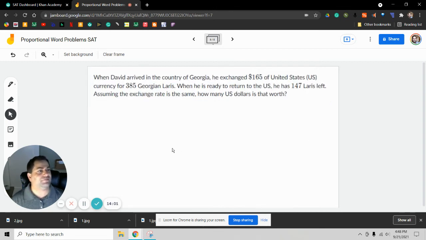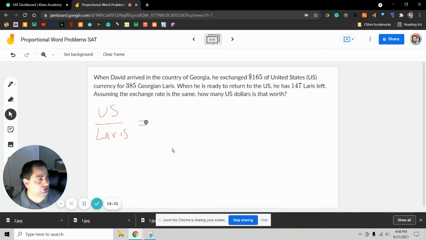When David arrived in the country of Georgia, he exchanged 165 US dollars currency for 385 Georgian laris. When he was ready to return to the US, he had 147 laris left. Assuming the exchange rate is the same, how many US dollars is that worth? So the ratio here is going to be US dollars to laris. I think I'm saying that right.